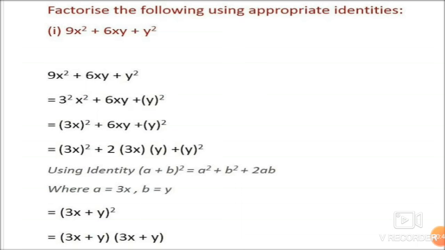What is the a value? 3x. What is the b value? y. So now you can directly write it for the values. I mean (a + b)²: a means 3x, b means y. So (3x + y)². (3x + y)² means (3x + y) into (3x + y).